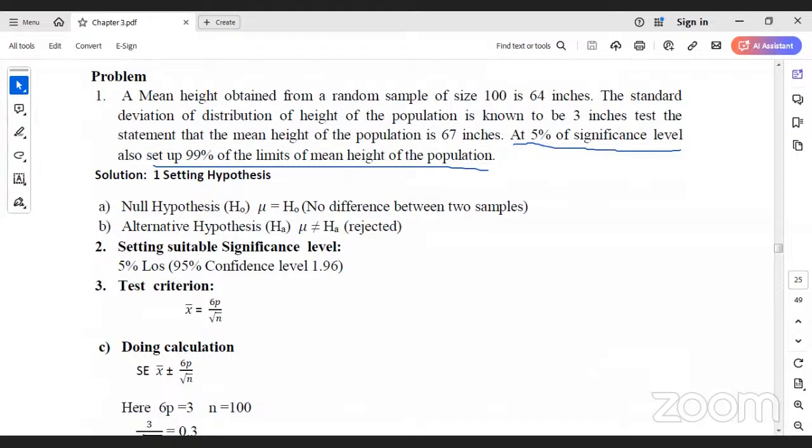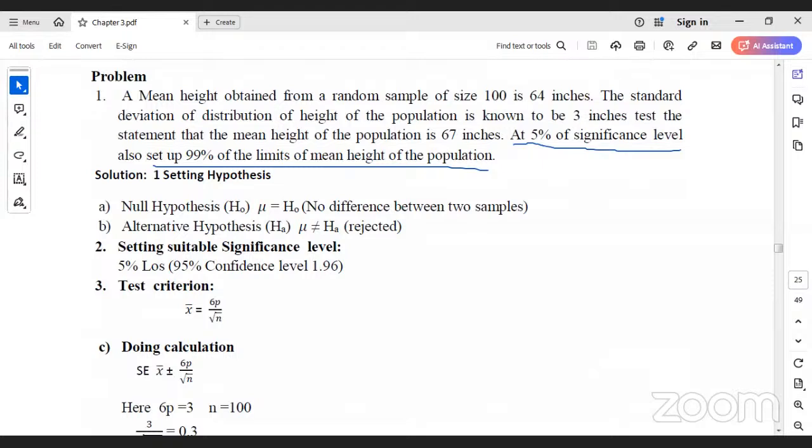So solution here, setting hypothesis. A, null hypothesis, H naught: mu is equal to mu naught, no difference between the two samples. B, alternative hypothesis, HA: mu is not equal to mu naught, that is rejected. Okay, first step you have to write like this. Then step number 2 is setting suitable significance level.